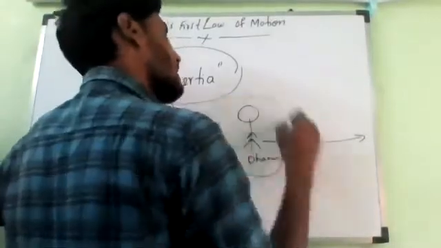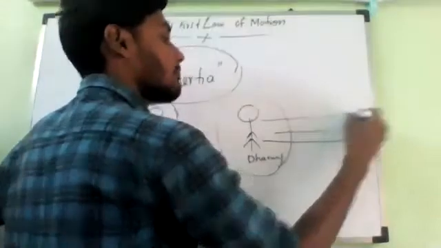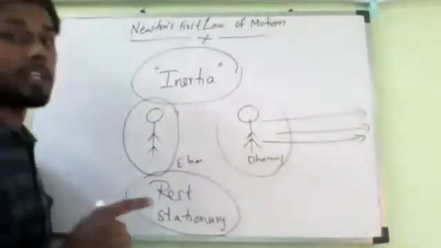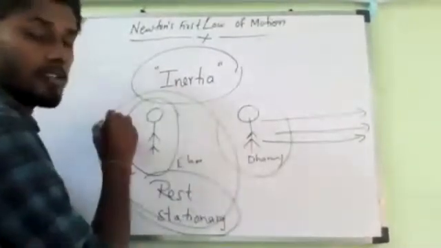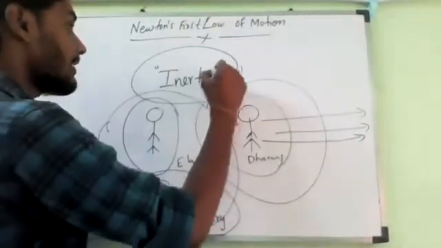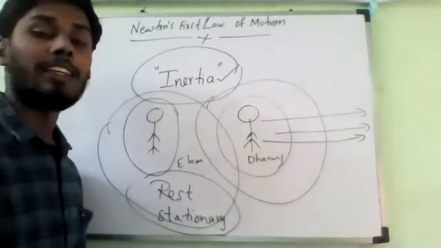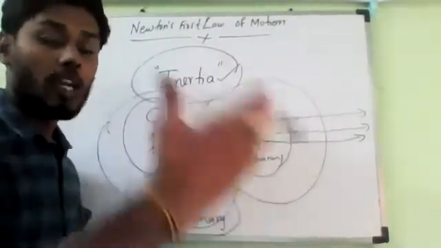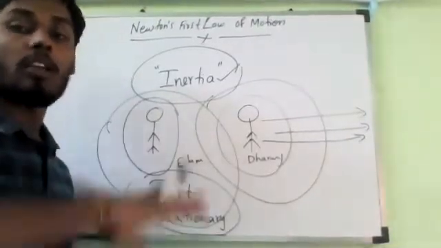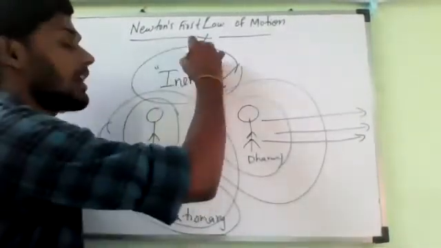Even though there is no external force, he will continuously stay in a state of motion, and the other will continuously stay in a state of rest or stationary. That property of maintaining the state of rest continuously or the state of motion continuously is called, what should we call it? Inertia. You can maintain a state of rest, or if you are moving, you can continue moving in a straight line. That is called inertia.